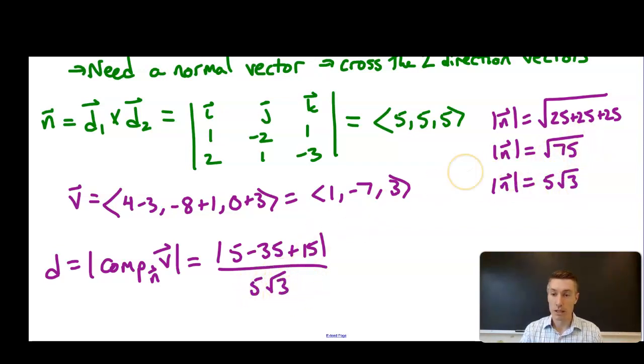The reason for reducing that is we might be able to simplify the distance value. So we get negative 15. Absolute value is positive 15 over 5 square root of 3. So reducing that, 5 over the square root of 3 would be our distance. So that is how we compute the distance using points, lines, and planes.